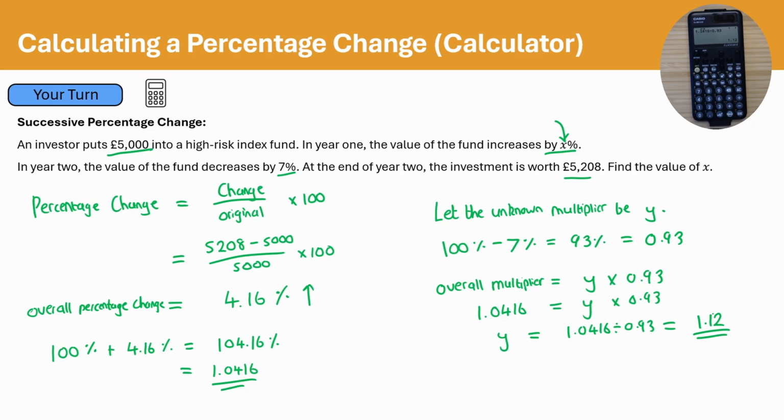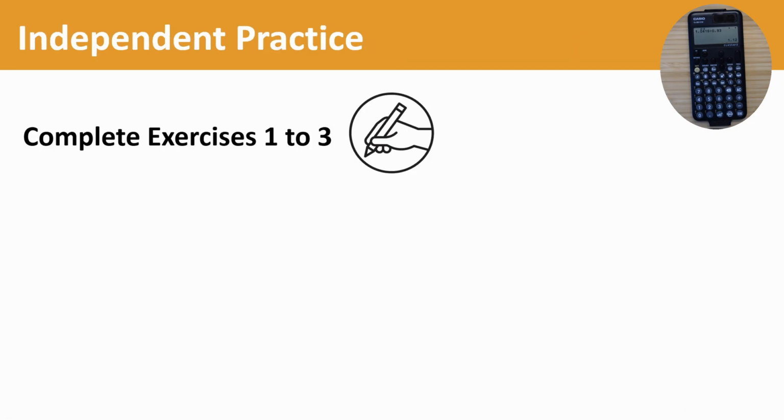Okay, and we just need to then interpret this multiplier. So Y is equal to 112%. Remember, we always start with 100%, so if we ended up with 112% and we started at 100%, if we take 100% away from this, we can see it's a 12% increase. So in year one, the value of the fund increases by X%. Find the value of X. The answer is X is equal to 12, because it's a 12% increase. If you're using our lesson booklets, you can now complete exercises 1 to 3. Thank you for watching the video.